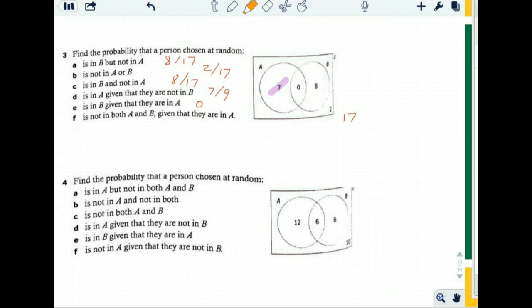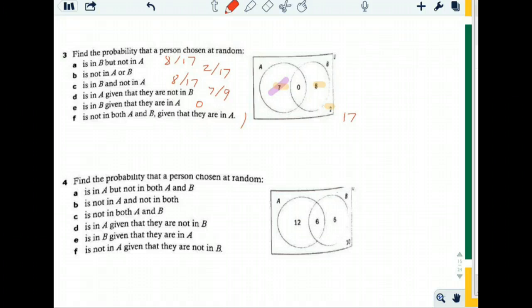So what's the probability that they are not in both A and B given that they are in A? So given that they're in the purple, what's the probability that they are not in both A and B? So that would be here and here and here, everything except for the 0. So if we know that they're in the purple, then we know that they're not in both A and B, so the probability is 1.